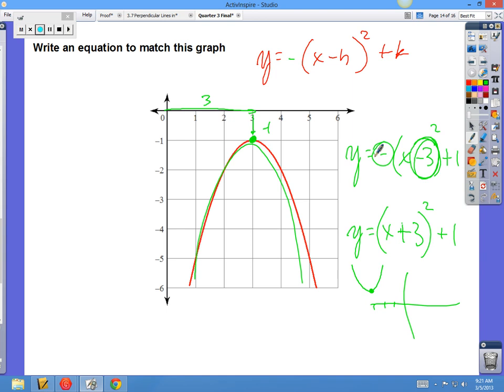But the negative flips it down. The minus 3 shifts it 3 to the right. And this is wrong. It's not plus 1. Because we went 3 to the right. But then we went down 1. We didn't go up 1. So the down 1 has got to be minus 1. So this is your answer right there. But this one right below. So the plus 1 moves it up 1.